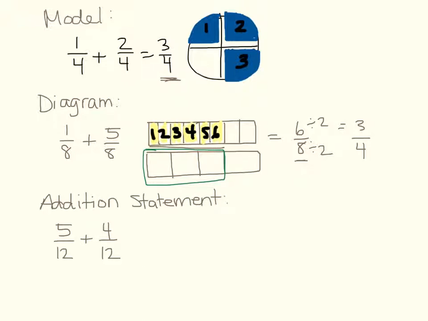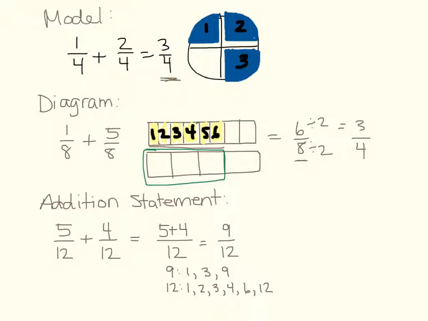Finally, we can calculate it through an addition statement. They're both over the same denominator, so we have 5 plus 4 over 12, which equals 9/12. Again, we want to check and make sure to see whether this is the lowest terms or not. So we look at the common factors. 9 has factors of 1, 3, and 9. 12 is divisible by 1, 2, 3, 4, 6, and 12.